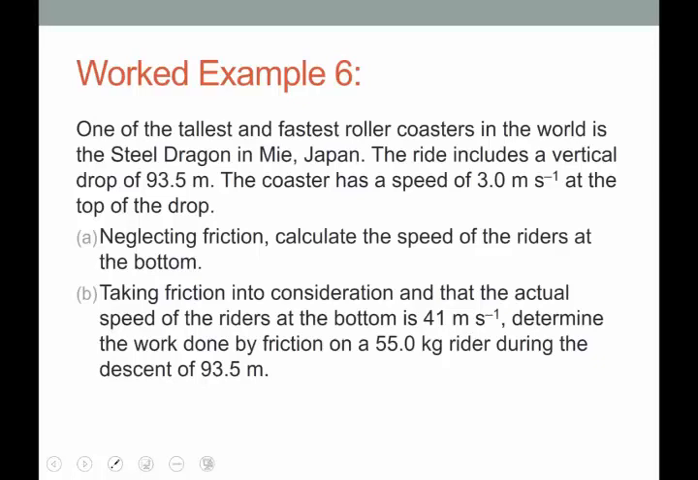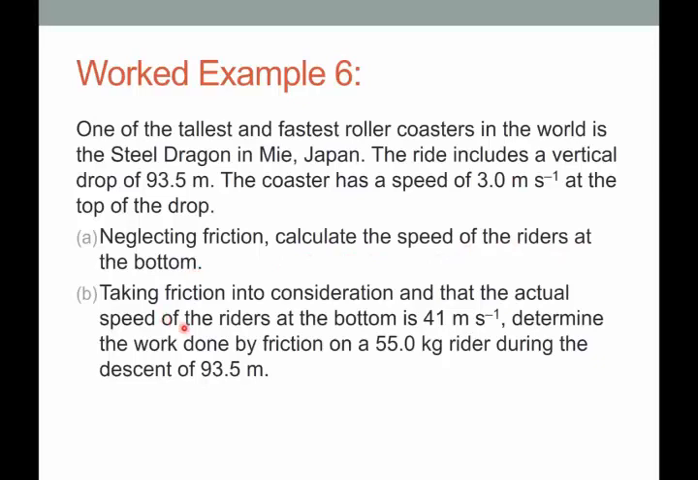We now combine all the concepts that we have learned earlier on to solve some examples. Okay, we look at work example 6. We consider one of the tallest and fastest roller coasters in the world, the Steel Dragon in Mie, Japan. The ride includes a vertical drop of 93.5 meters. The coaster has a speed of 3 meters per second at the top of the drop. If we neglect friction, calculate the speed of the riders at the bottom.